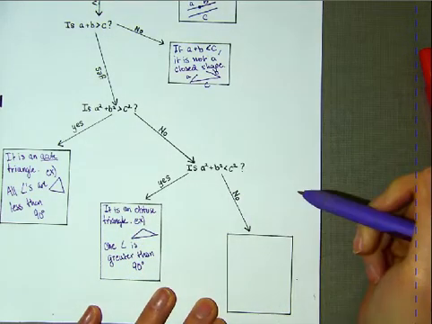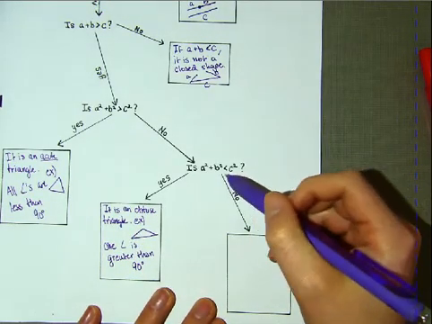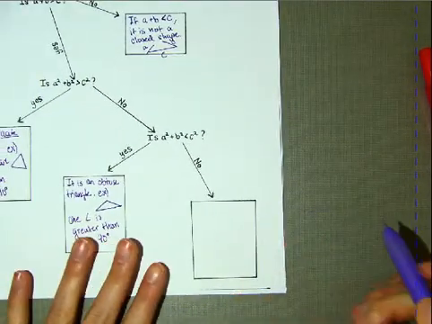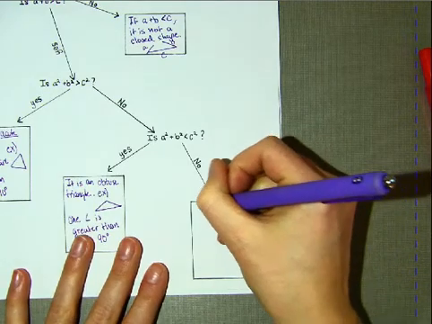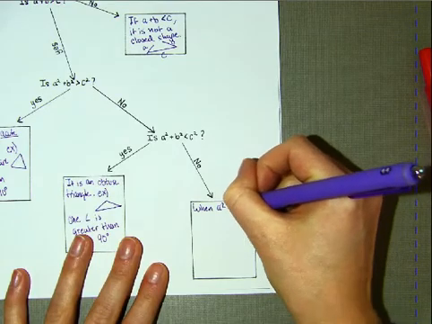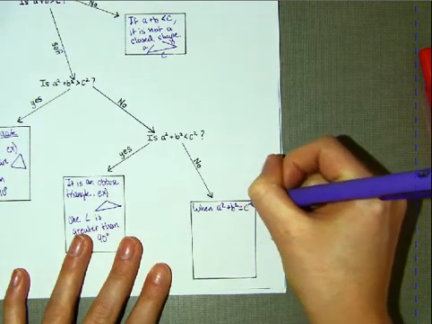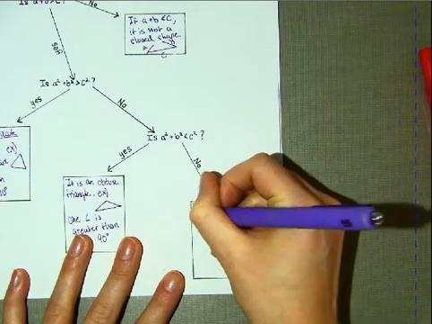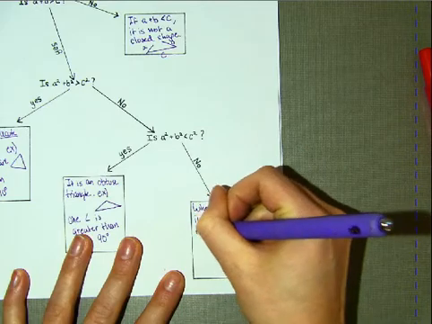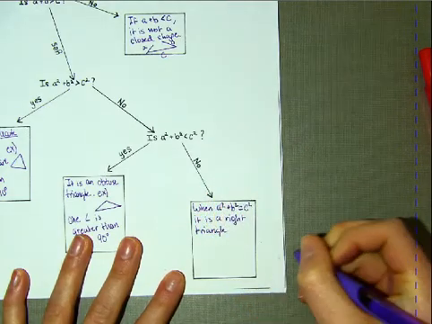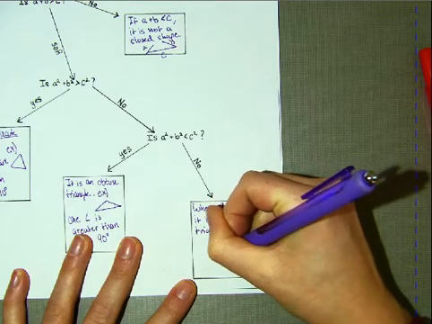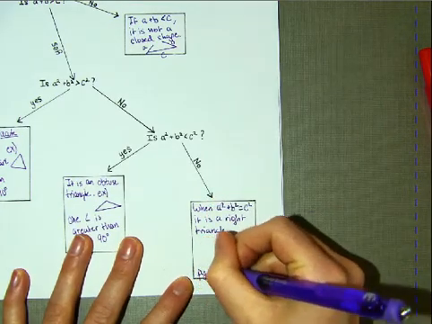So what if that's not the case either? What if a squared plus b squared equals c squared? Well, after doing our Pythagorean theorem notes, everyone should know the answer to that. It's going to be a right triangle. So if a squared plus b squared equals c squared, it is a right triangle, which is where one angle equals 90 degrees. And we know this is true from the Pythagorean theorem.